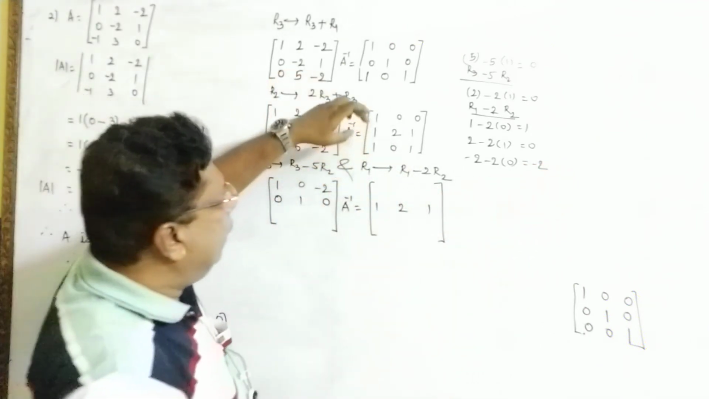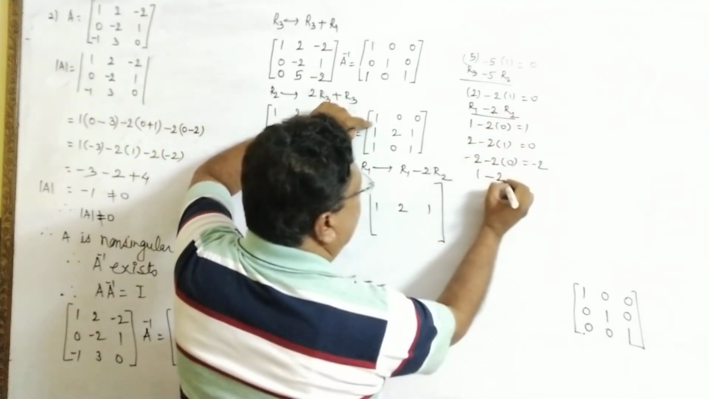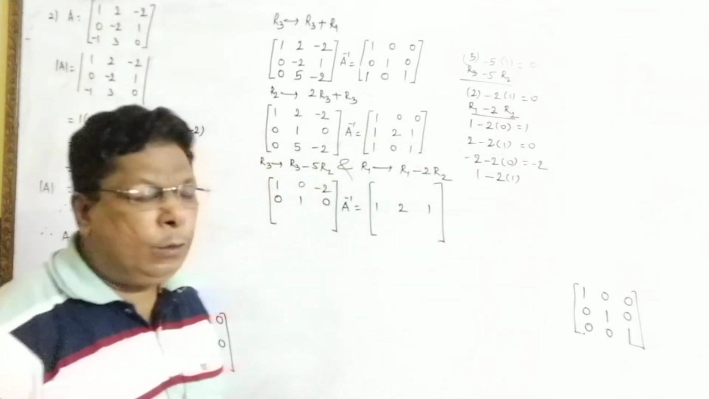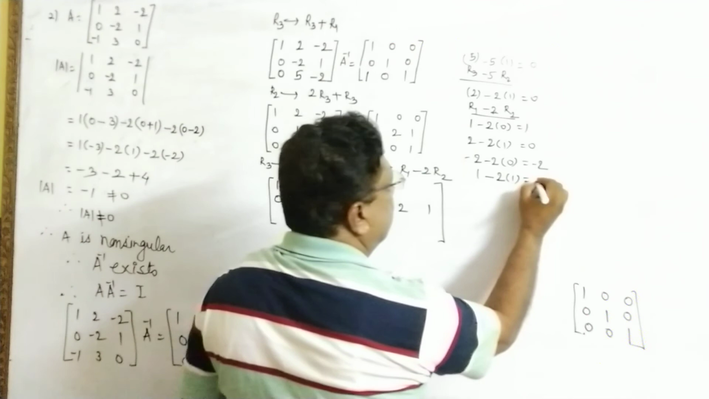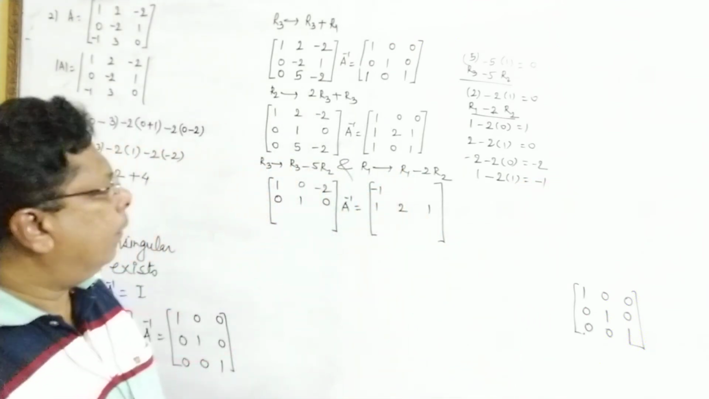Now on the right hand side, use the same operation. R1 is 1. This -2, R2 is 1. -2 ones are 2. 1 minus 2 is minus 1. So this element is minus 1.